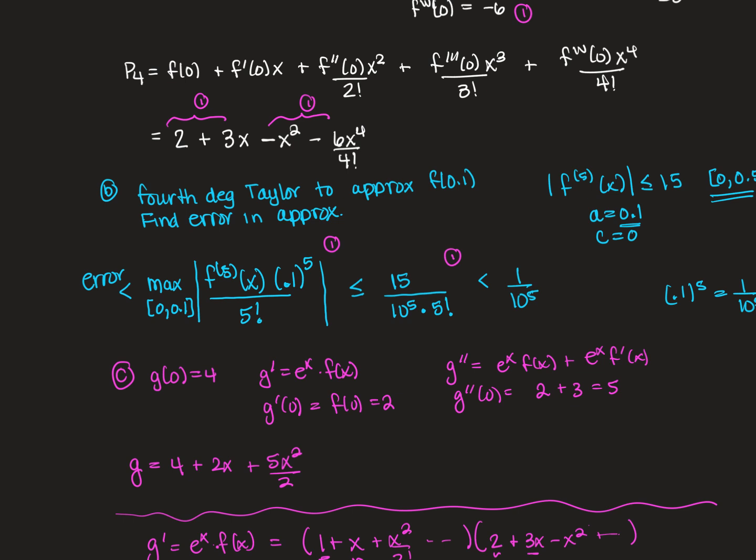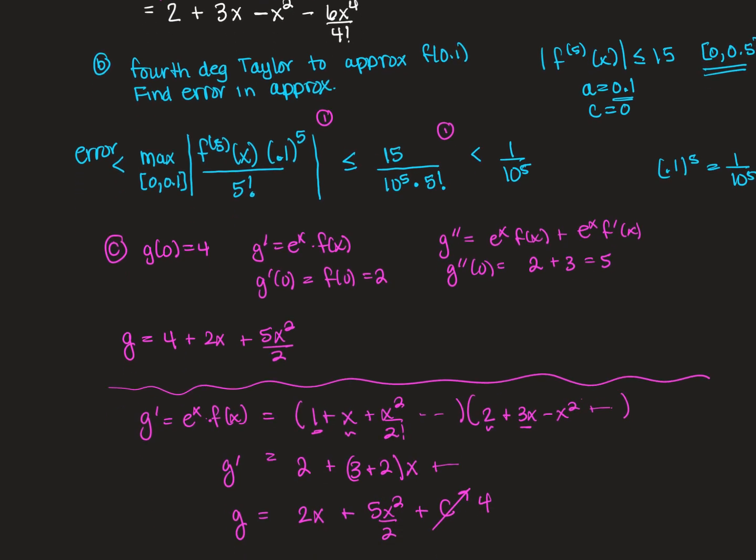C is worth 2 points. Somehow you're either going to find g prime here, or you're going to find g prime by multiplying them. And then the rest of it comes from the first 2 points gives you 1 point, and then the last term gives you 1 point.